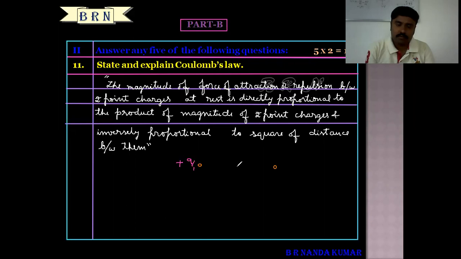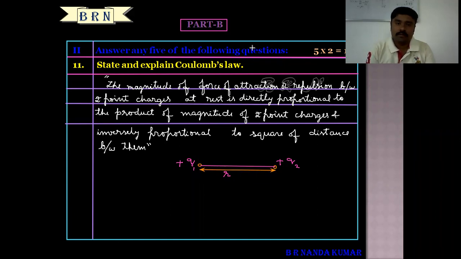Let us consider here 2-point charges plus Q1 and plus Q2. So point charges means charges whose size is very small with respect to their separation. Let us consider here R is the separation between the 2-point charges. Okay, so Q1, Q2 are point charges, and R is the separation between the 2-point charges.